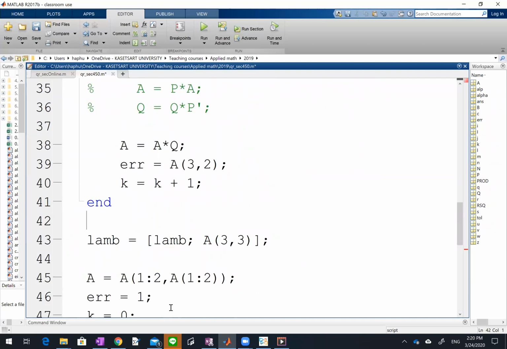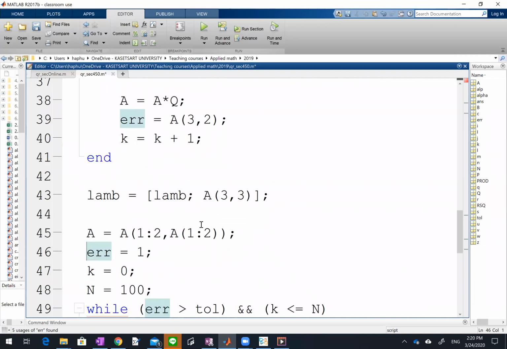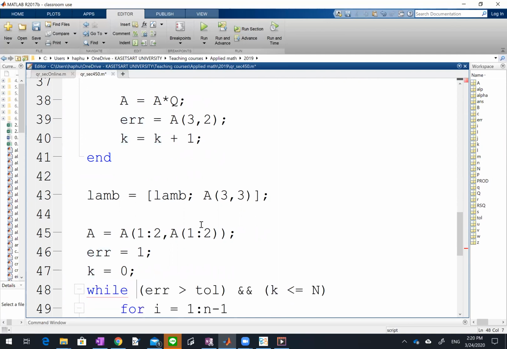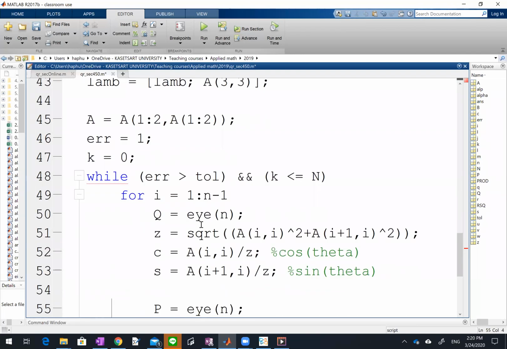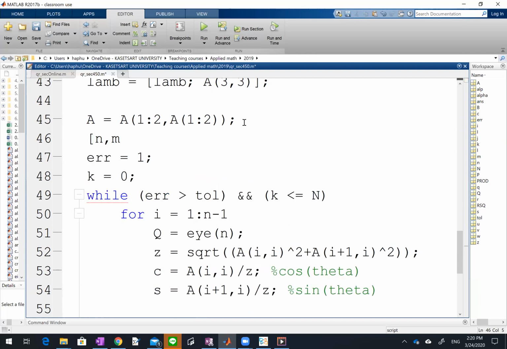All right. Store my lambda, resize the matrix A. And once I have the matrix A resized, then initialize my new ERR, initialize my new counting. N equals 100 doesn't have to change. So while ERR is greater than tolerance and K is less than or equal to N. Okay, so my new N is just going to be 2, right? So I need to know the size again. So N equals size of A. So my new N is just going to be 2.